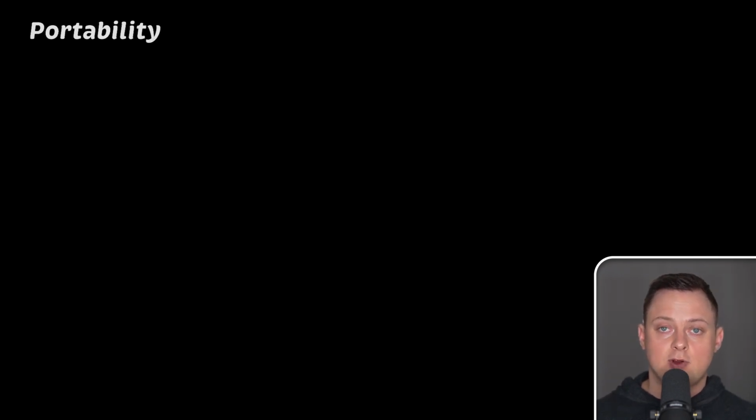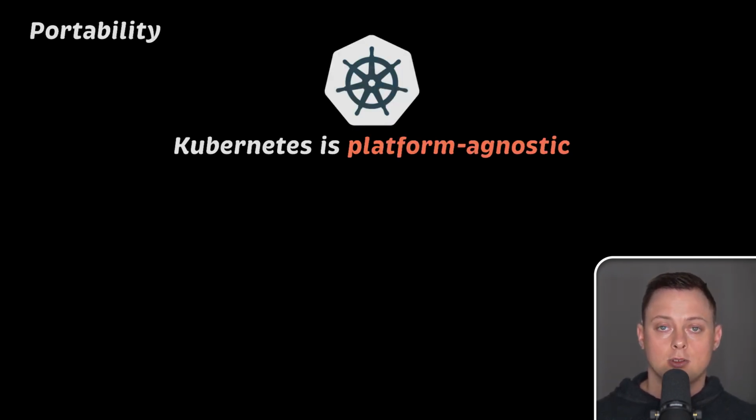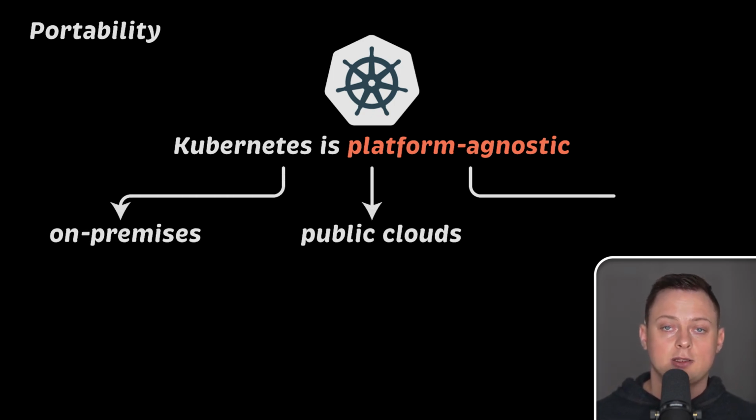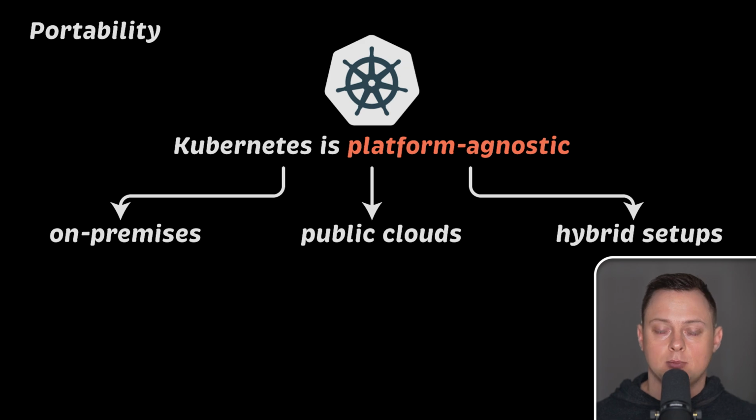Next, Kubernetes is very portable and platform agnostic. You can run it on premises, in public clouds, or even in hybrid setups where part of your containers run on premises and the other part in the cloud. This allows you to quickly scale by adding more virtual machines in the cloud to your Kubernetes cluster while still maintaining cost-effective deployments on premises.